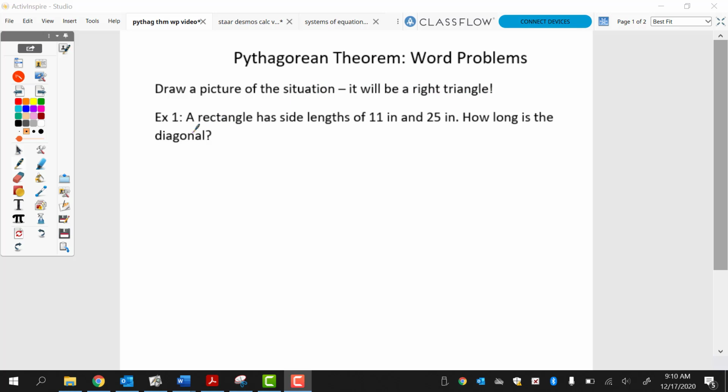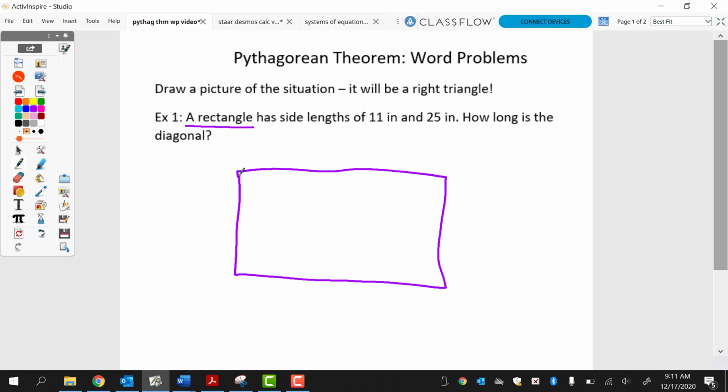So like in number 1, it says a rectangle has side lengths of 11 inches and 25 inches. How long is the diagonal? So first of all, what am I going to draw a picture of? Well, in this one it said a rectangle, so I better draw a rectangle. So it doesn't need to be perfect. Here's my beautiful rectangle. And it said the side lengths of the rectangle are 11 and 25.